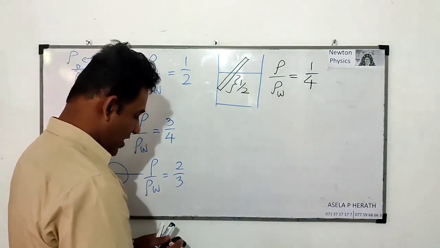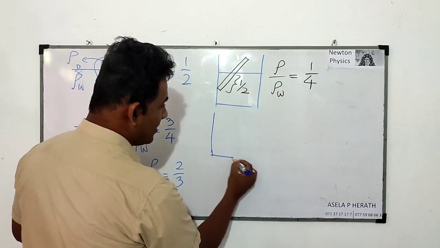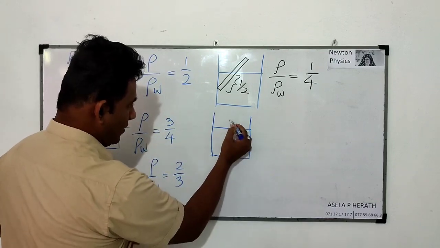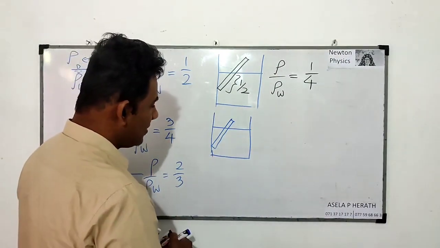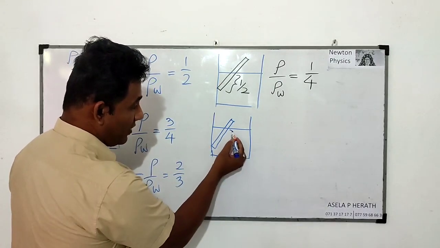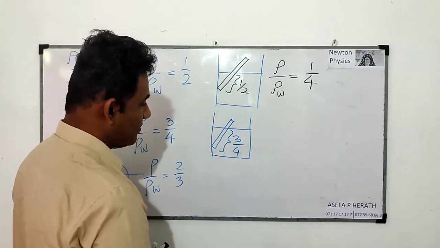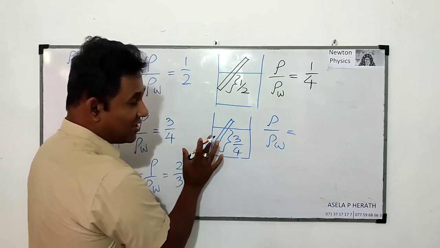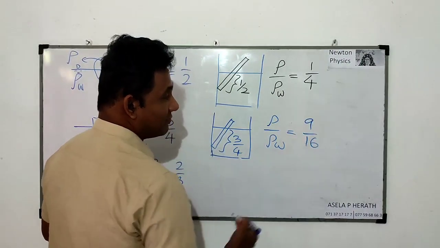The next one, look at this example. This one is my container, and here think that 3/4 of the rod is in water while this bottom end is in contact with the vertical wall of the container. This one is 3 divided by 4. The fraction becomes 3 divided by 4, and so rho divided by rho W, that means the relative density for this rod, becomes 9 divided by 16.